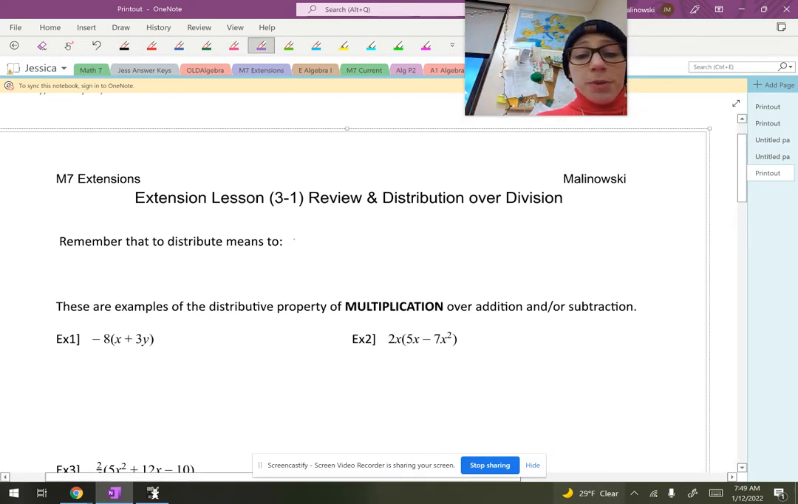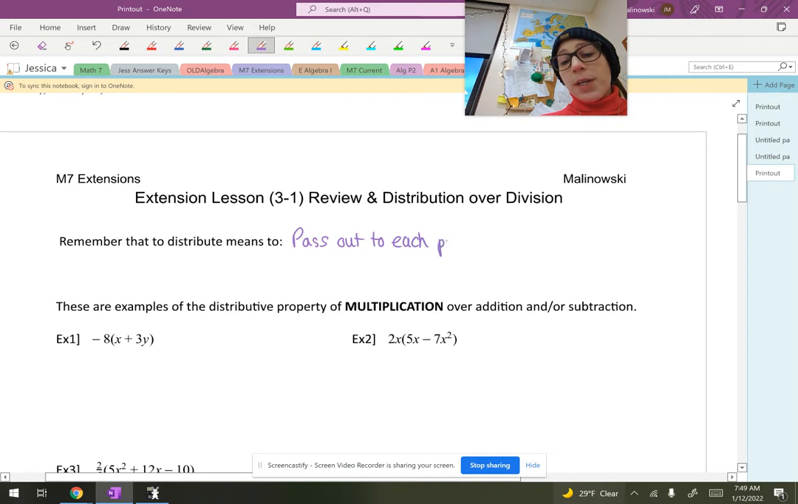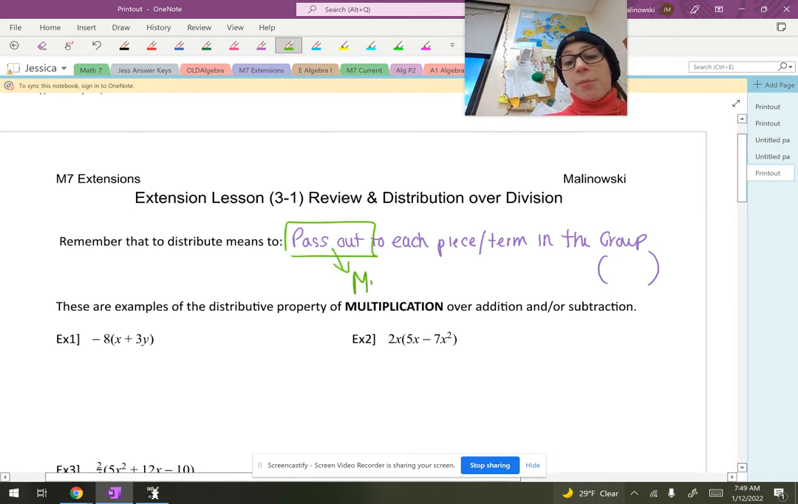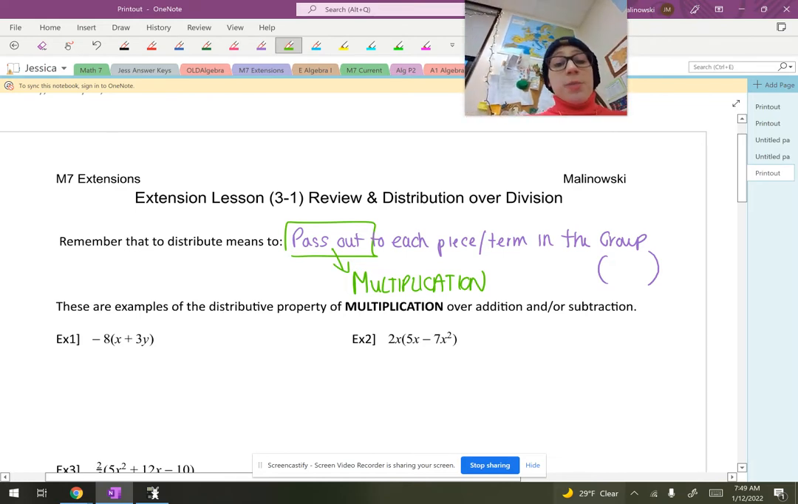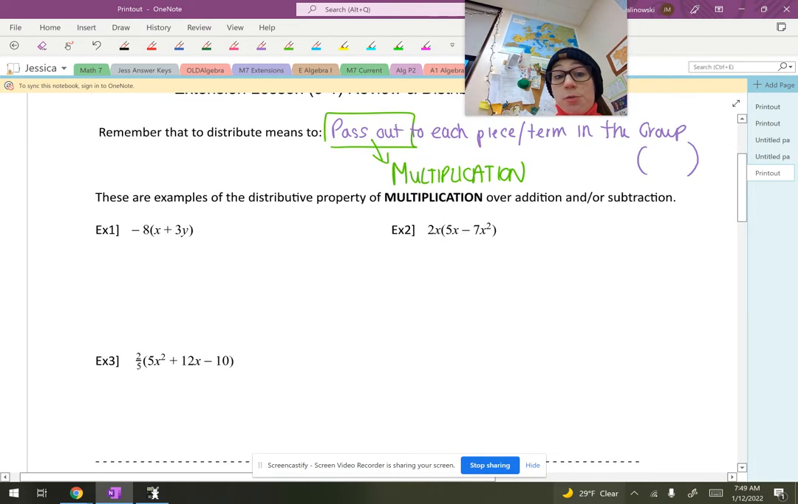Okay. Distribute means to kind of pass out to each piece or term in the group. And when we're talking about the group, we mean inside those parentheses. And when we talk about pass out, we're talking about that operation of multiplication. So just to review some examples of that distribution of multiplication.